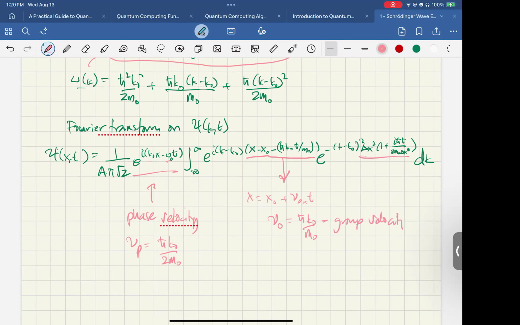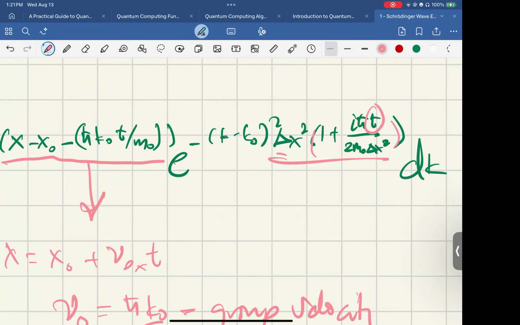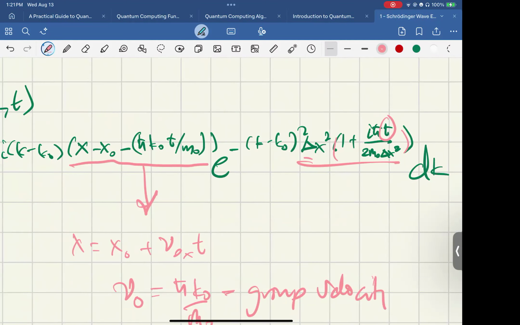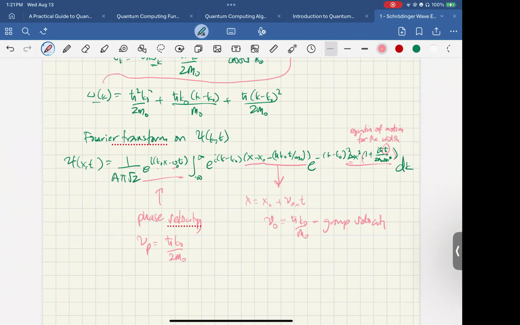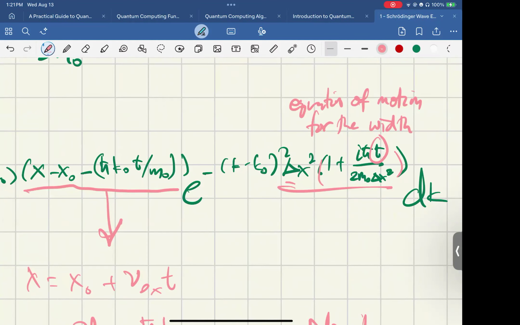Okay, and then finally, you have this. So this is delta x multiplied by a function that is dependent on time. So this expression is the equation of motion for the uncertainty in x. So now we see na your uncertainty actually changes as a function of time. And it increases, kasi di ba plus yung sign. So nag-increase yung uncertainty as a function of time.